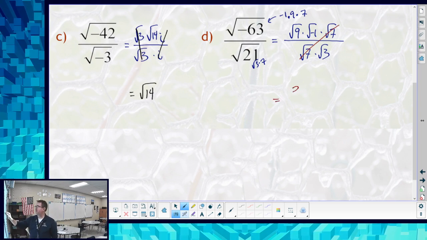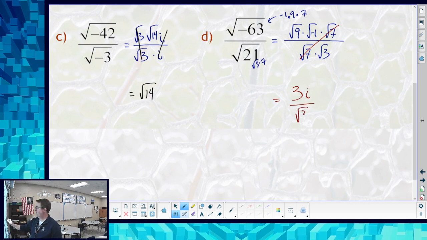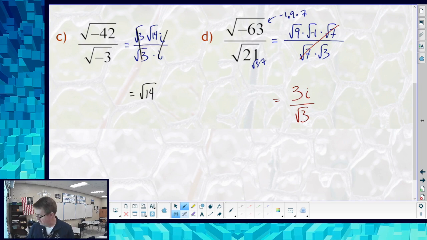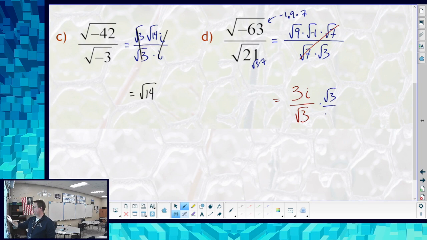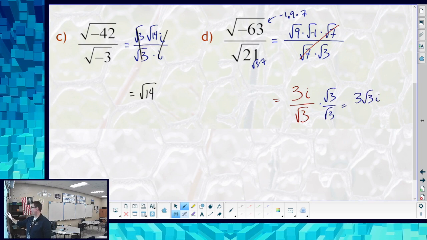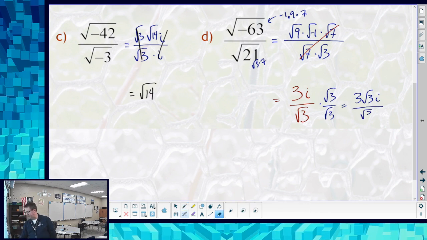Square root of 9 is 3. Square root of negative 1 is i over root 3. So now you do have to go through and rationalize this. Multiply through by root 3 over root 3. 3 root 3, i over root 3. I'm sorry, that would just be 3.